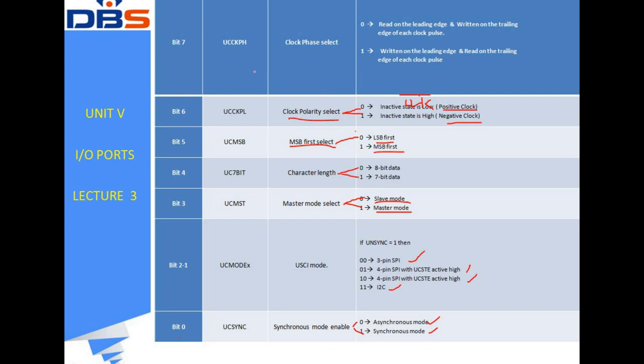Okay, coming to bit 7, clock phase select. Here we selected the polarity, and here we are selecting the phase. If it is 0, then read on the leading edge and write on the trailing edge. Already I have explained this to you. Okay, and if it is 1, write on the leading edge and read on the trailing edge of the clock. Okay, that's all for now. Thank you.